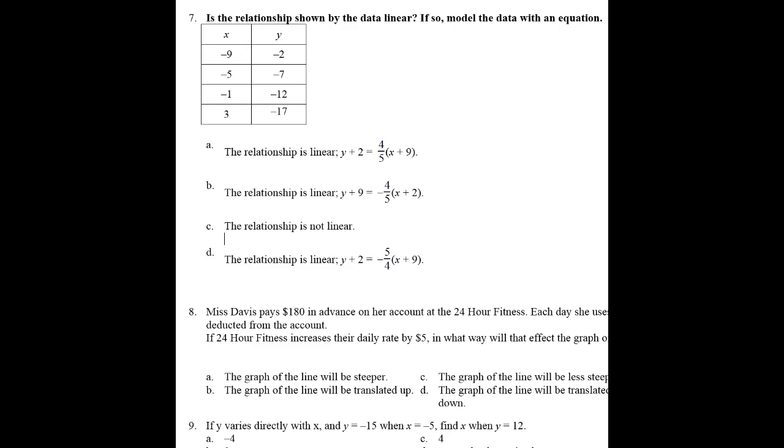Okay, so this is part 2 of quiz 4, and we are picking up with question number 7. Is the relationship shown by the data linear? If so, model the data with an equation. Okay, so anytime that you have a table, you can go from the table to the graph by using stat and edit.